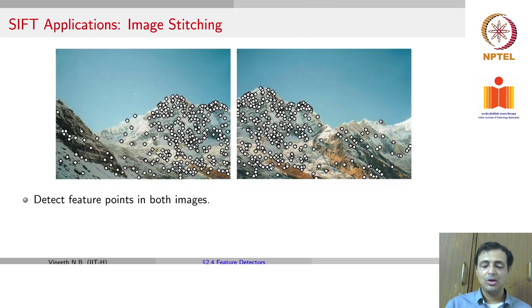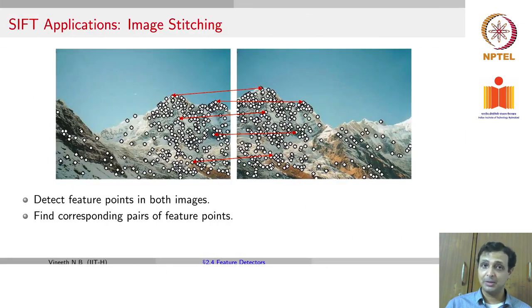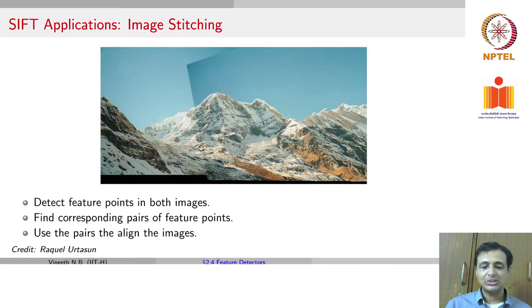So here's an example. You detect feature points in both images, then you find matches using the descriptors that you get from SIFT. Remember, every key point is going to be represented by a 128 dimensional vector in the case of SIFT, and you try to match the 128 dimensional vector here with the 128 dimensional vector here. If the vectors match, you know that that key point matches with that key point in the second image. Once you do that, you can align the images and place them one over the other.